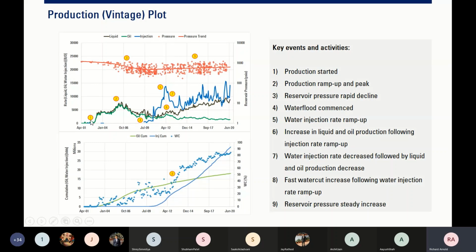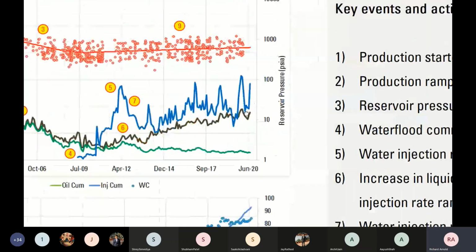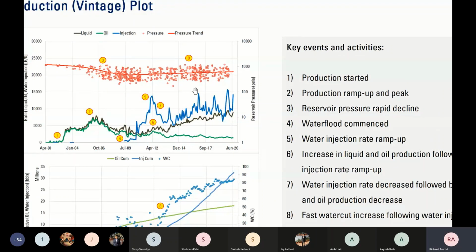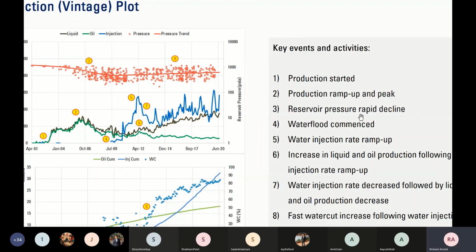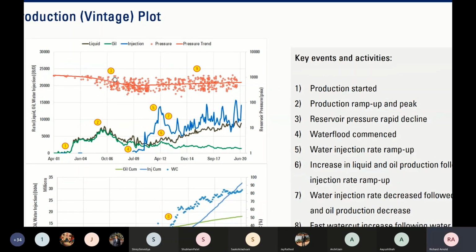Like this one, at number 1, production started. Very easy first. At number 2, production ramps up and peaks. As a new engineer, you need to construct this kind of plot. At number 3, reservoir pressure rapidly declines. Actually, it is plotted on a logarithmic scale. In linear scale, you will see the reservoir pressure decline is very, very rapid, and that's bad.